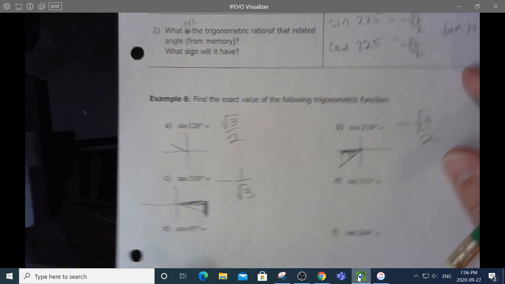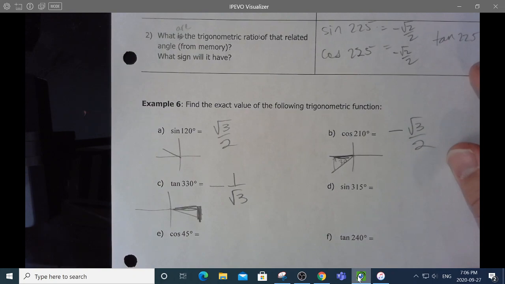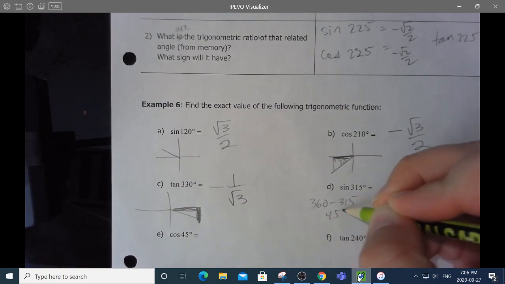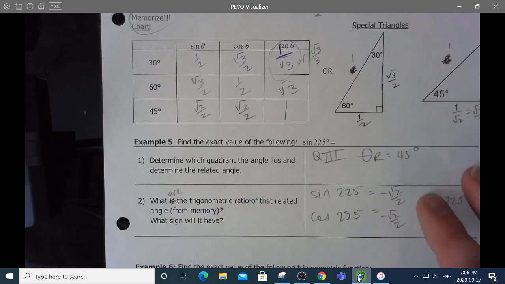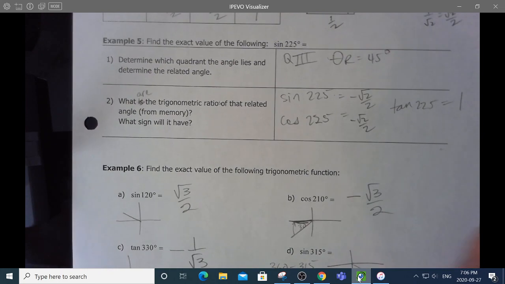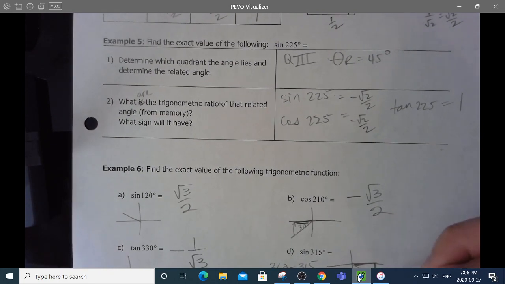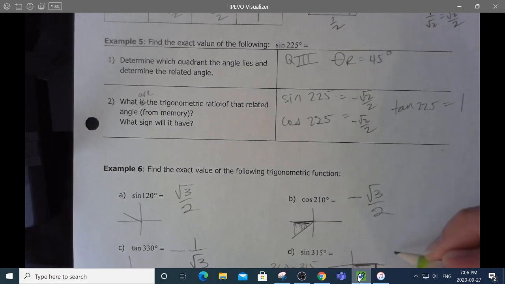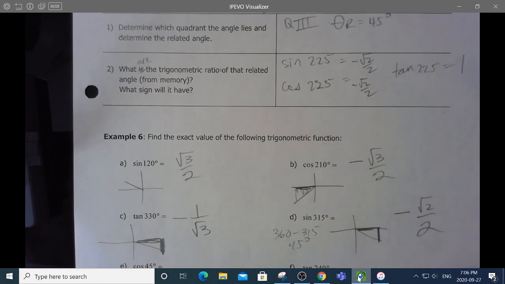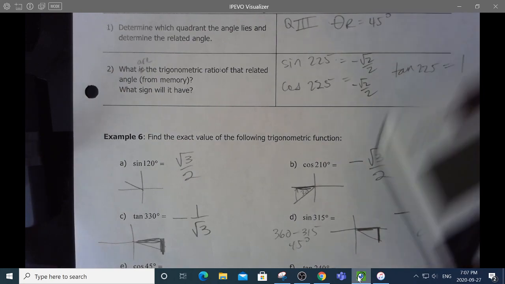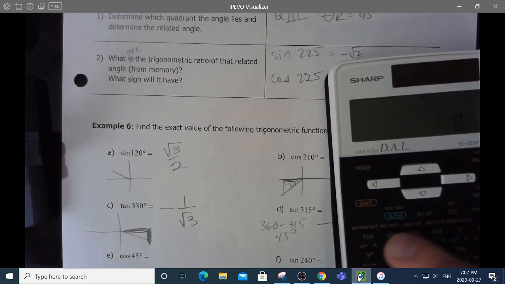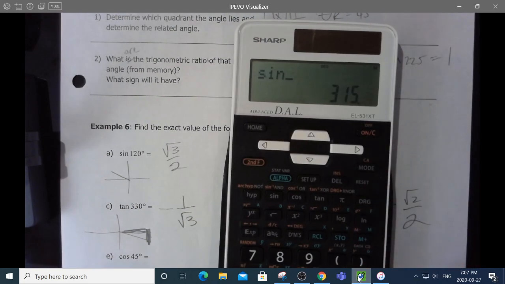Okay? Sine of 315 degrees. What's 360 minus 315? That's going to be 45 degrees. So it's in the 45 family. So the sines in the 45 degree family are root 2 over 2. But is it positive or negative? Well, let's see. 315 is over here. Y is negative, X is positive. So it should be negative root 2 over 2. And once again, the decimal estimation of that is 0.707, so if you go sine of 315, you're going to get negative 0.707.